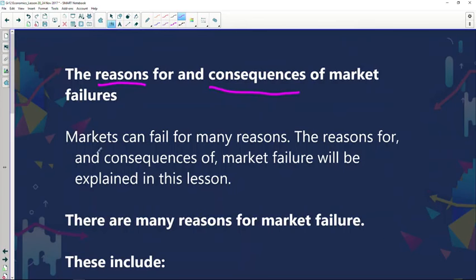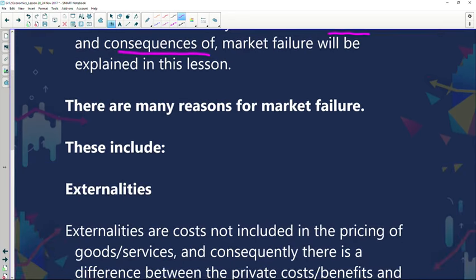So we know that markets can fail for many reasons. There isn't just one reason that could cause markets to fail, but there are a number of reasons that could result in market failure. So we are going to be looking at reasons for and the consequences of market failure, and all of this will be explained in this lesson. By the end of this lesson, you should have a good understanding of the reasons that cause market failures.